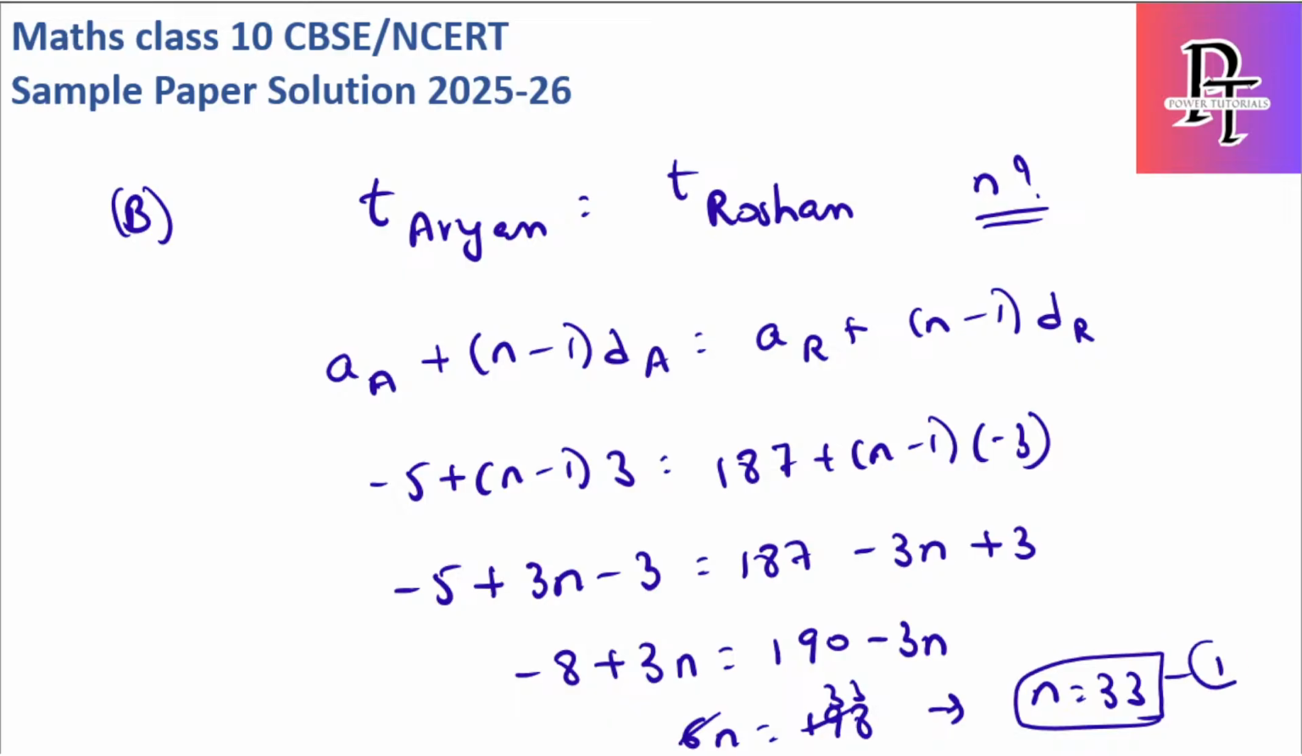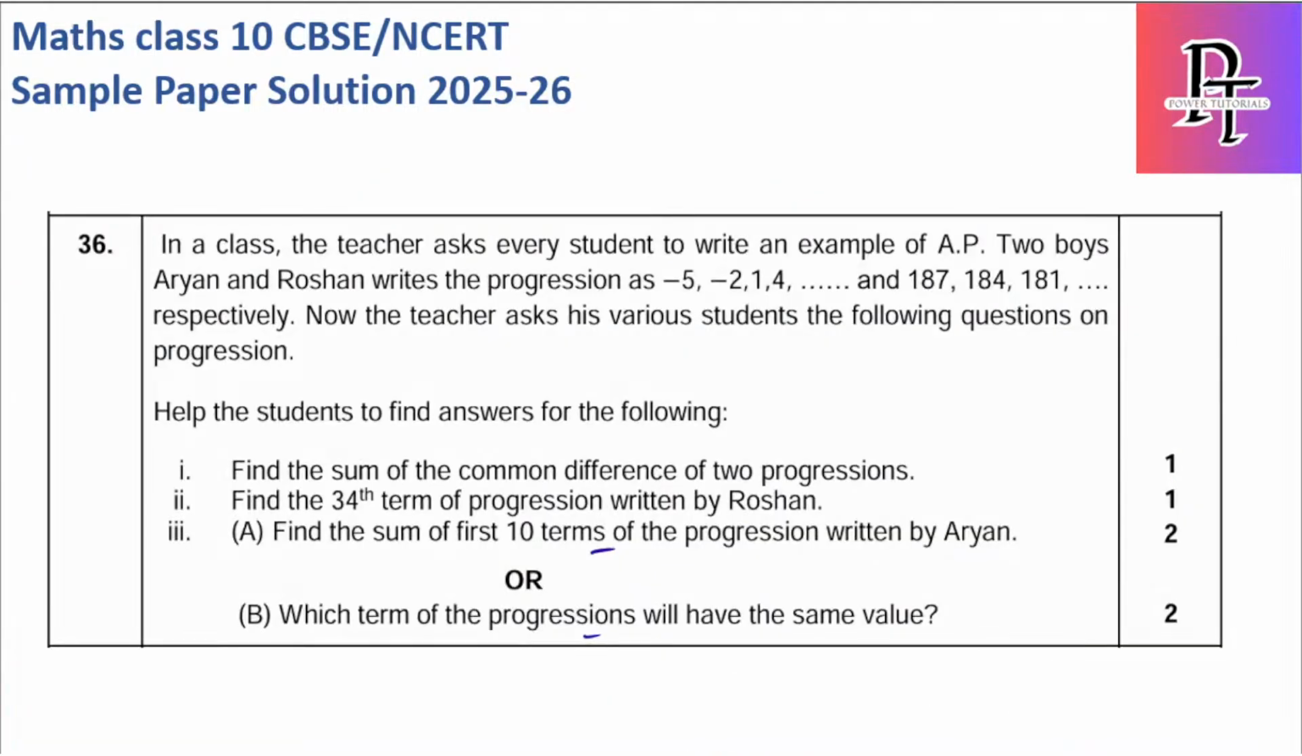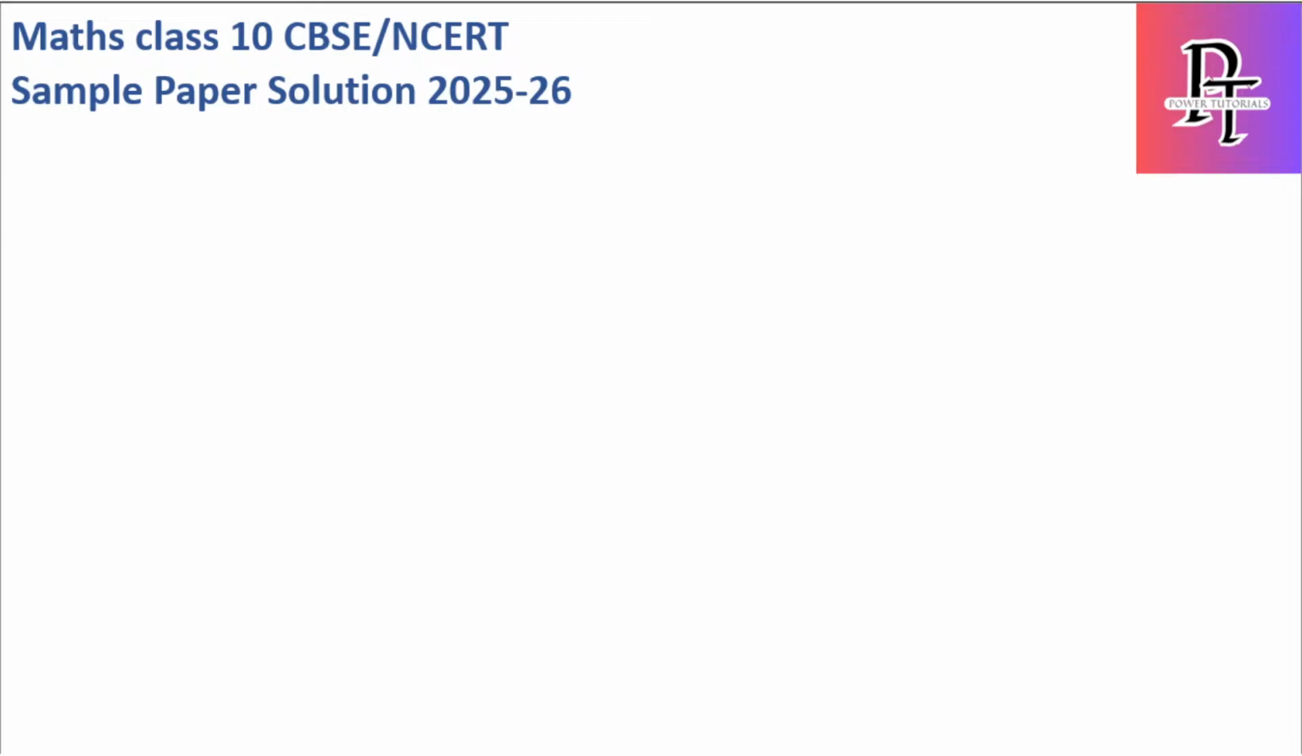Okay, so this is a 2 marks question, so this part carries 1 mark and the entire process will carry half a mark. Okay, so in this way the arithmetic progression questions of the sample paper have been solved. I'm repeating again, the arithmetic progression chapter is very important because definitely you'll get 6 to 10 marks of weightage in your final paper also.